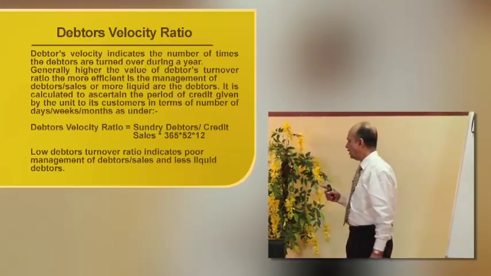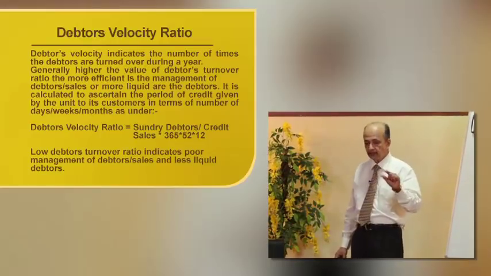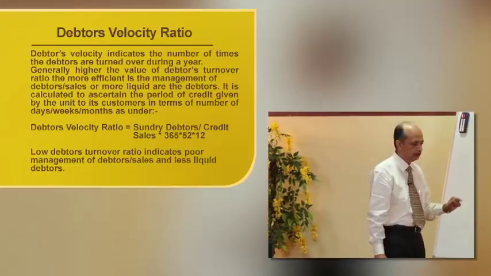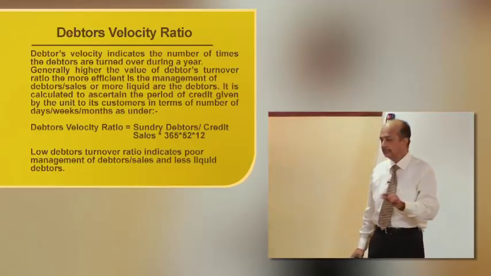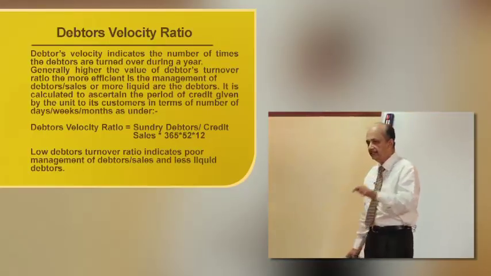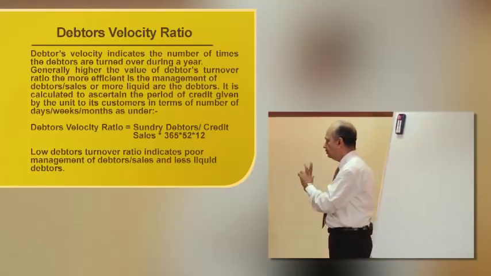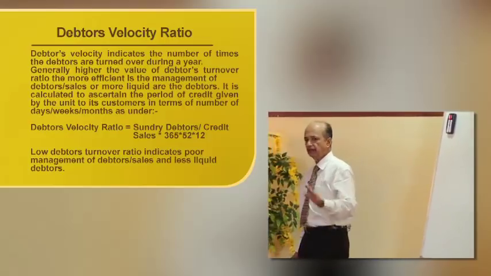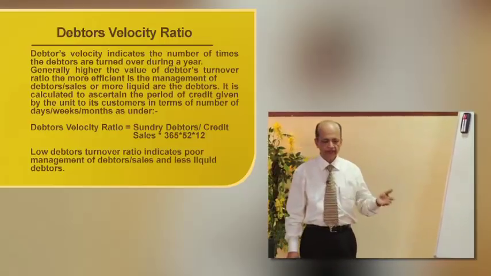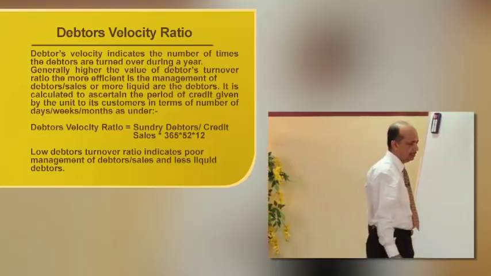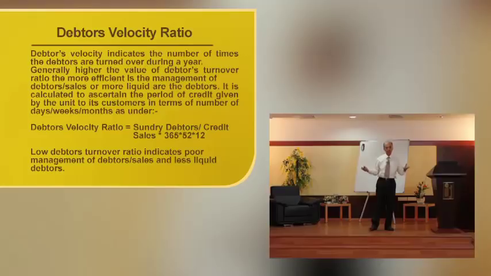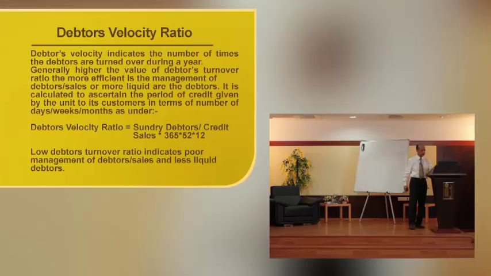This ratio is calculated to ascertain the period of credit given by the unit to its customers, in terms of number of days, number of months, or number of years. Years normally do not come. Number of months, number of days, or number of weeks may also come. So how is it computed?